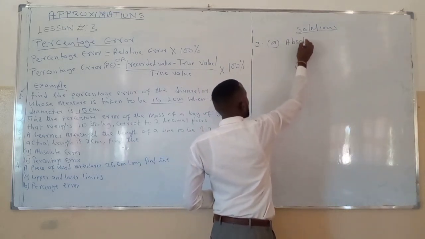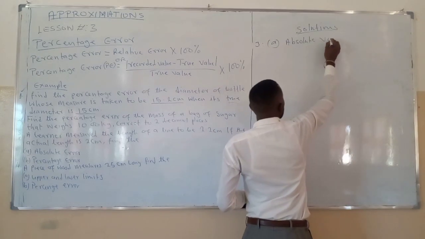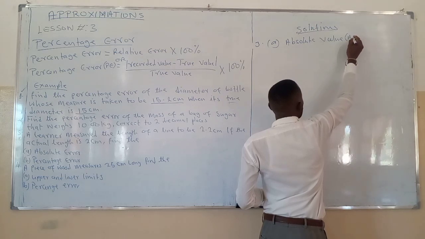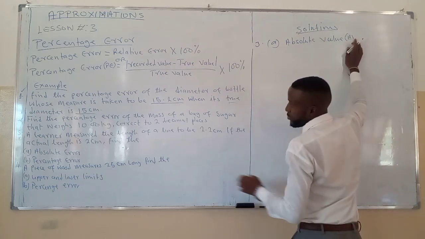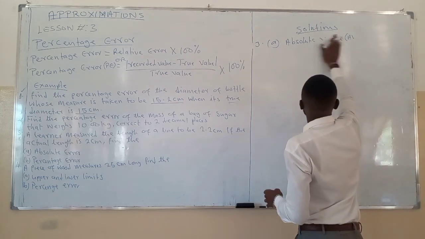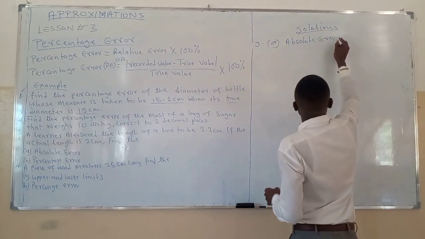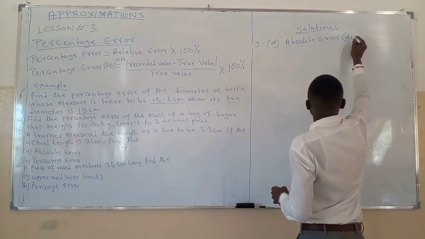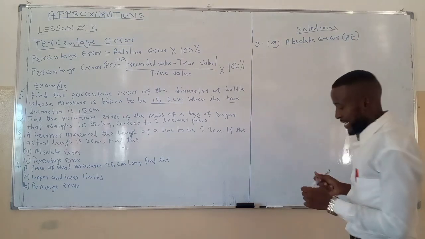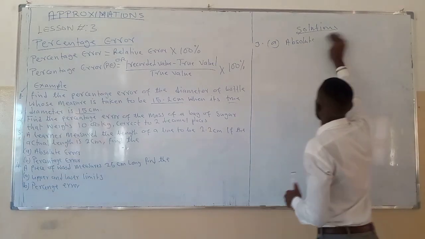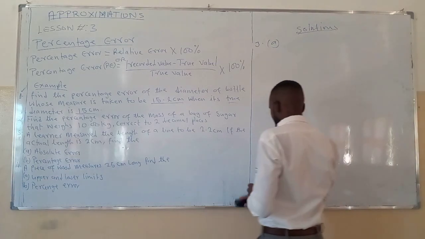So we are told to find the absolute what? Not value, but error. Oh, that is my mistake. Absolute error. You can abbreviate it as AE to represent absolute error. Now, you need to know the formula for finding the absolute error. So when you know the formula, then the rest becomes easy.